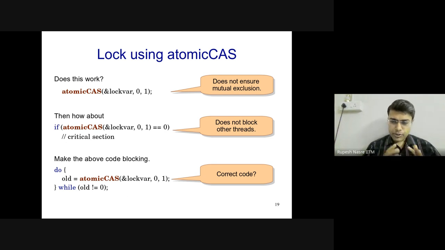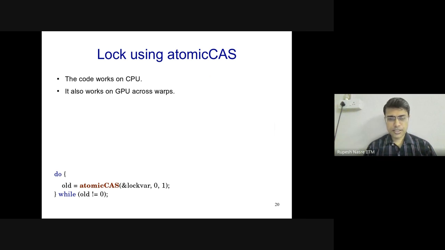Now, is this the correct code? You have to think about it a little bit and then tell me. Okay, so there is something peculiar about this code, right? In fact, it is a correct code, but it is a correct code on the CPU. It also works on the GPU across warps, but when you are within a warp, two threads within a warp, if they execute this particular code, can you think of what will happen? The question is, if two threads of a warp execute this lock code, what will happen?